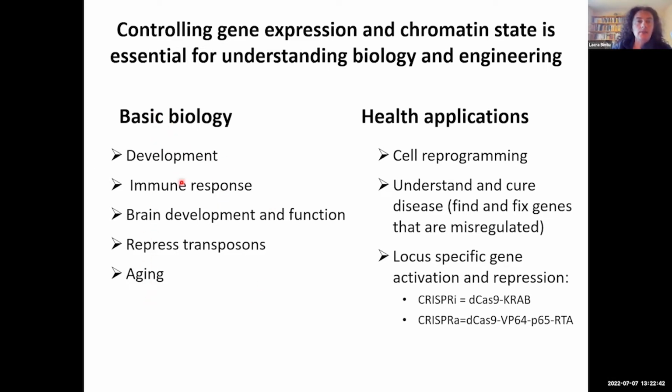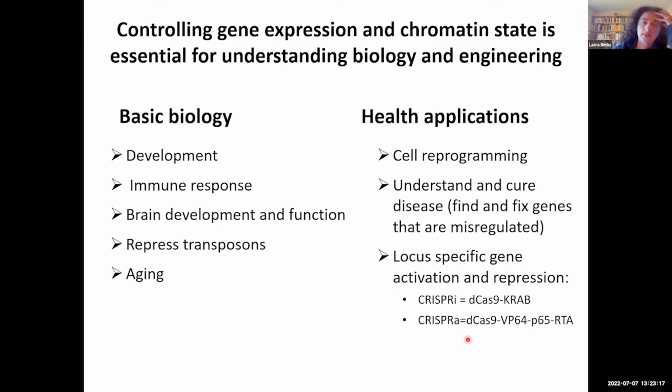A lot of processes depend on gene regulation and chromatin, from development to immune response to our brain response to aging. If we can really understand the basics of it, the hope is that we can develop health applications, from reprogramming cells to understanding and curing certain diseases that have to do with these processes. What I'm going to focus on today is how we could do that by specifically targeting particular loci or genes in the genome to activate or repress them.